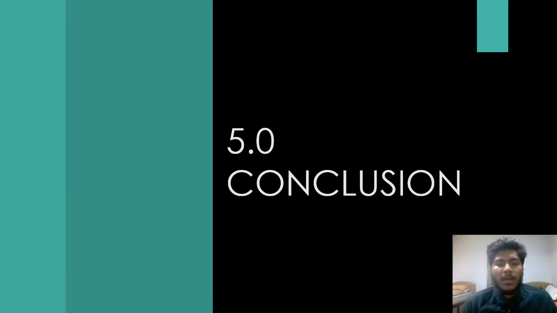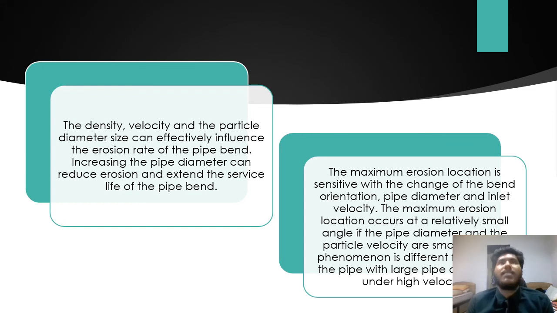Finally, I would like to conclude. To conclude, the density, velocity, and the particle diameter size can effectively influence the erosion rate of the pipe bend. Increasing the pipe diameter can reduce erosion and extend the service life of the pipe bend. But we couldn't do that because all these pipe diameters and sizes follow the standard of our oil and gas industry.